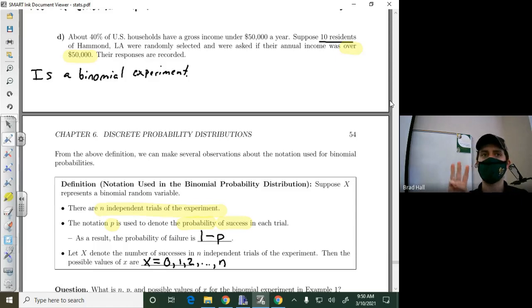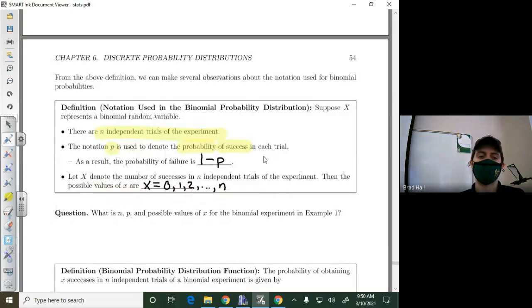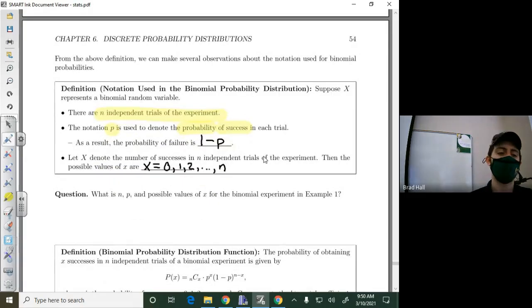So those are the three values we need to know in order to make meaningful predictions about this information for a particular experiment: lowercase n, lowercase p, and lowercase x. And so with this notation established, I pass on the question, what is lowercase n, lowercase p, and the possible values of x for the binomial experiment that we found in example 1?